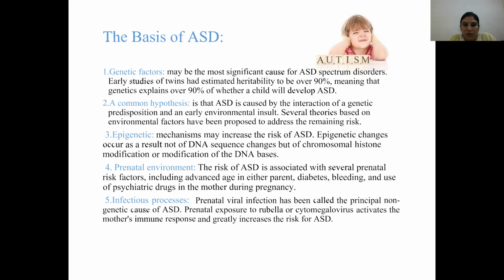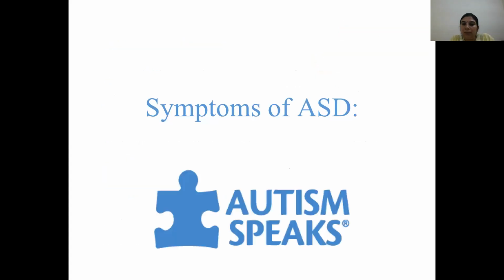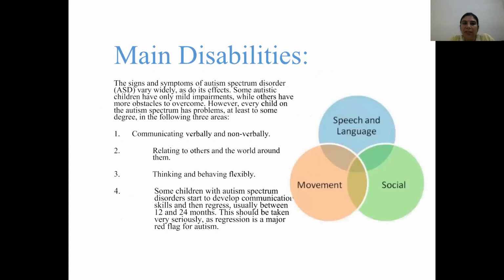Fifth is infectious process. Prenatal viral infection has been called the principal non-genetic cause of ASD. Prenatal exposure to rubella or cytomegalovirus activates the mother's immune response and greatly increases the risk for ASD. Symptoms of ASD. Main disabilities.